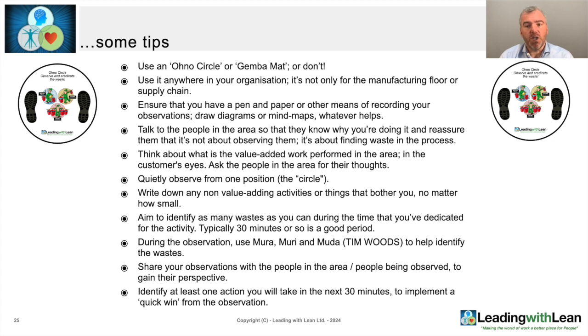During the observation, use Mura, Muri and Muda to help identify the wastes. Share your observations with the people in the area, the people being observed, to gain their perspective quickly. And identify at least one action you will take in the next 30 minutes to implement a quick win from the observation. Remember, that quick win will be a Kaizen. You'll identify a problem, a waste, you'll identify a solution, a countermeasure to that, and then you'll implement it as a new standard. That's your Kaizen.